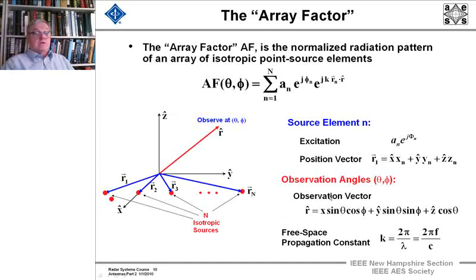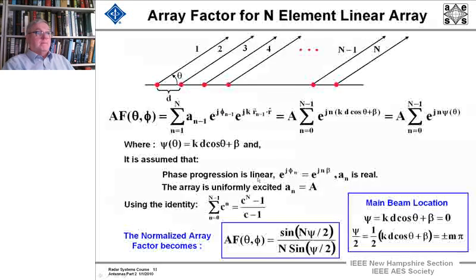And the observation vector is this. Obviously, we're in a spherical coordinate system, and the free space propagation constant is just 2 pi over lambda, k. You'll see that all over the place. And the position vector of each of the elements is given in this form, and the excitation of the element, where instead of having 1, 2, 3, 4, we're using the index sub n to indicate which of the elements we're talking about. Now, to calculate that array factor for n linear elements is just this algebra.